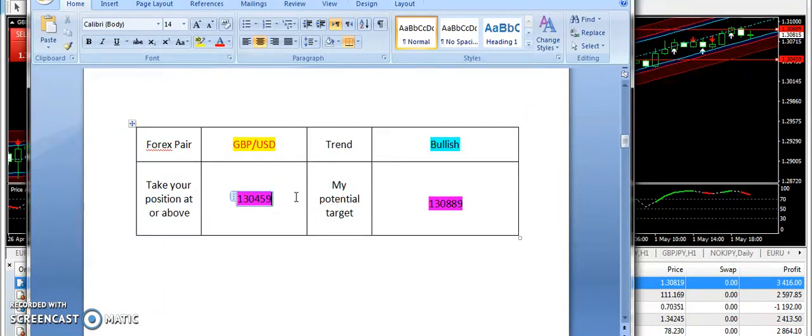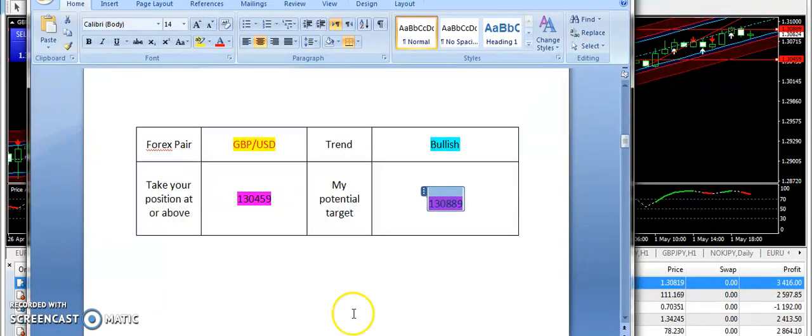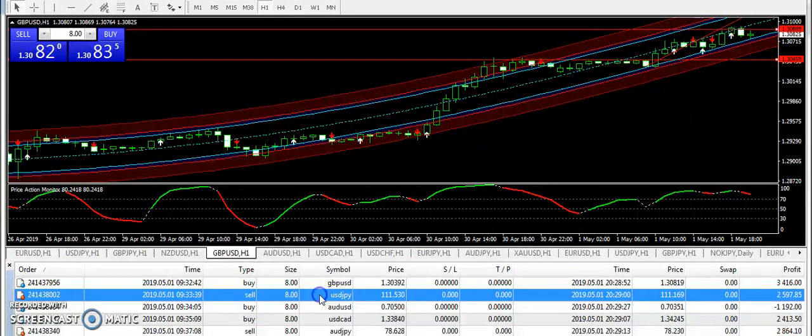So Great Britain Pound USD with a bullish expectation from 1.30459 and 1.30889 is the target price. And guys, you can see a very sweet upward trend on Great Britain Pound USD today, and it has finally touched the target price that I have supplied in my signals report. So I congratulate all those traders who have taken the buy positions today on Great Britain Pound USD.